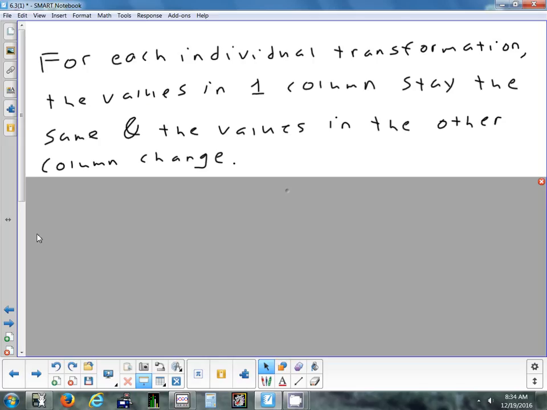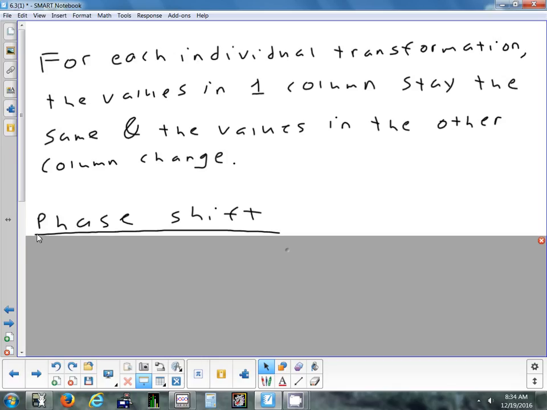And even on Wednesday, when we get into multiple transformations, we're still only going to do one at a time. We'll do the first one, and then we'll do the second one separate. But we always do one transformation at a time. Now I'm going to talk specifically about the two transformations we're going to do today, which are these shifts. Shifting left and right, and shifting up and down.